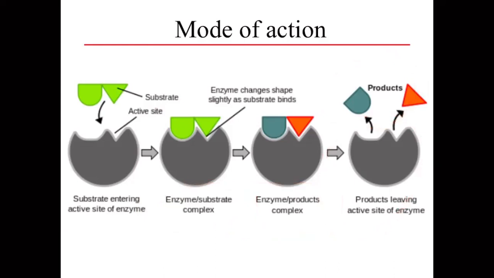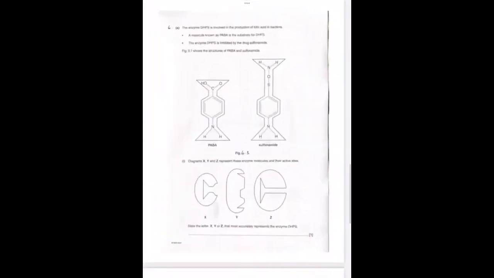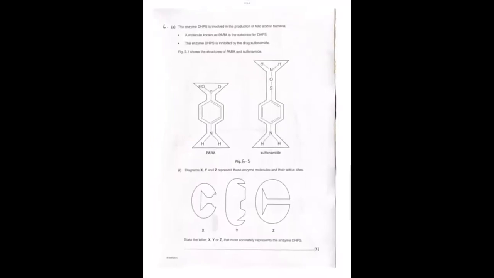Yes, miss. ठीक है, we always learn through our mistakes, so it was good that you pointed out this mistake. Let's see this. Okay, so I'm not reading out the question. Diagrams X, Y, and Z represent these enzyme molecules and their active sites. State the letter X, Y, or Z that most accurately represents the enzyme DHPS. Okay, so which letter represents that? Yes, Alia. Miss, letter X. बिल्कुल सही, letter X सही.